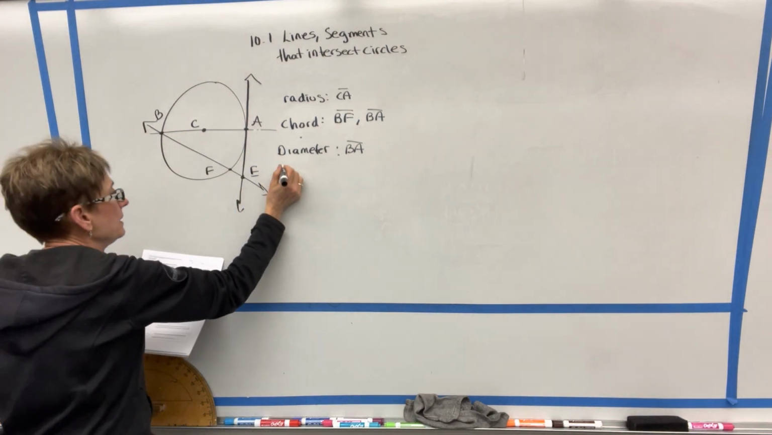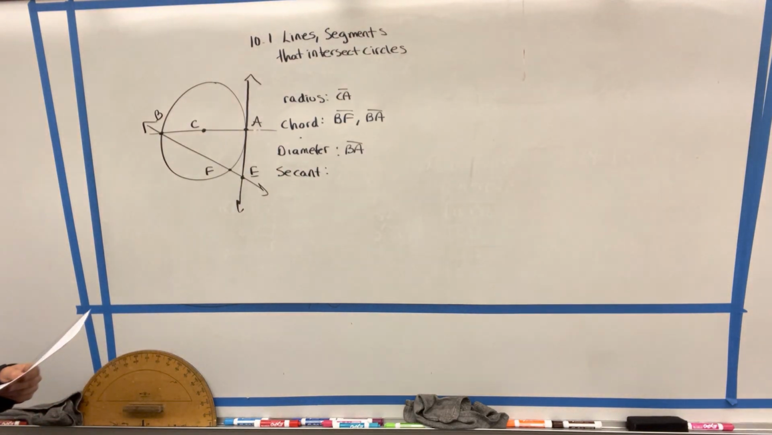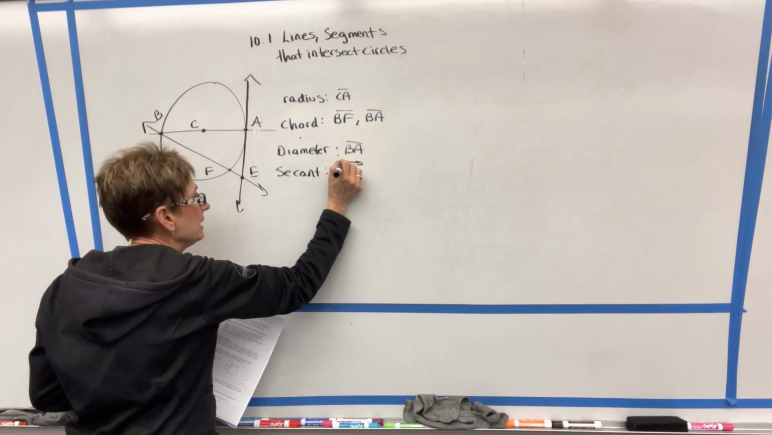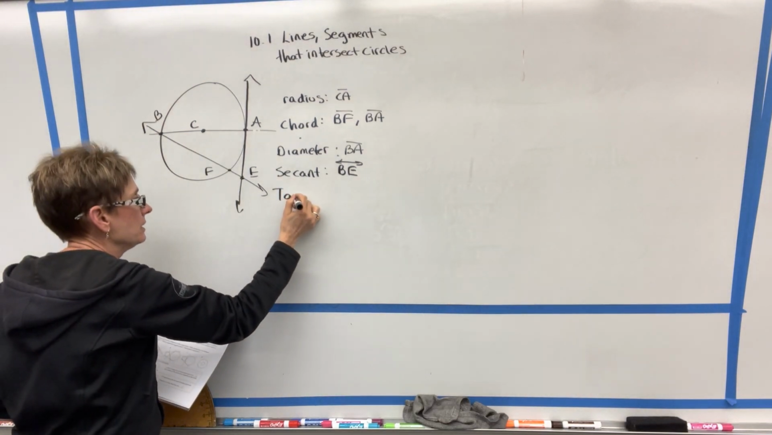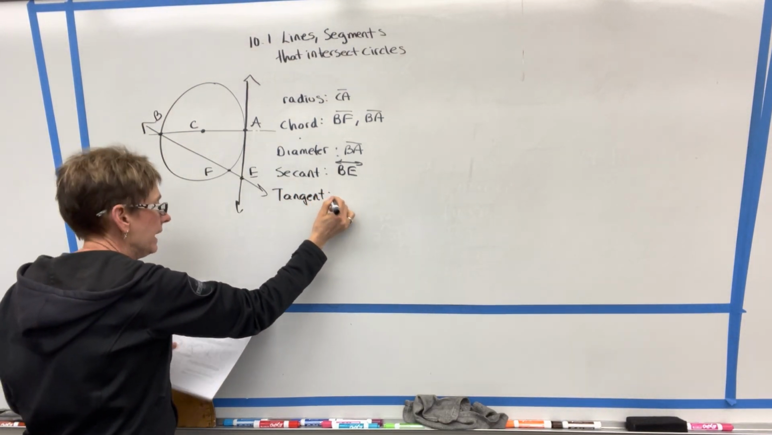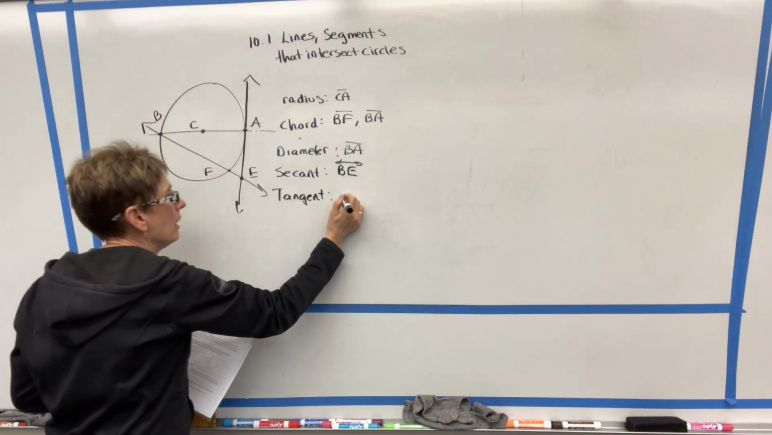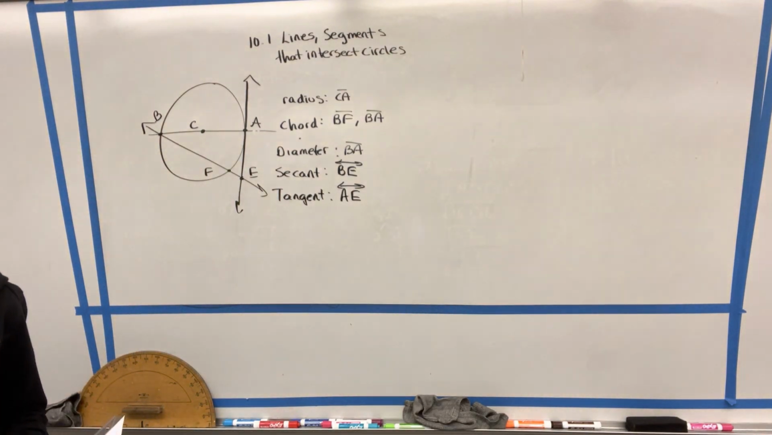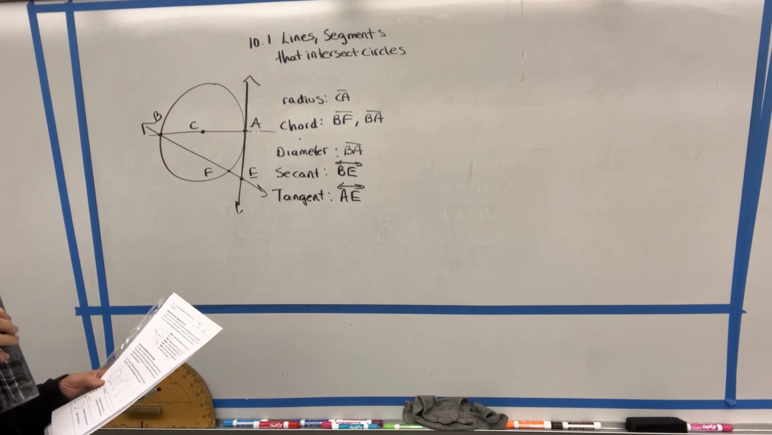A secant is a line that intersects the circle in 2 points. So for example, line BE would be a secant. And then a tangent is a line that touches at 1 point. So line AE would be an example of a tangent. Now I know this is a lot of vocabulary, but we're going to be using all of this the rest of the chapter.